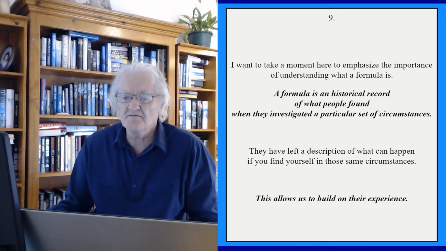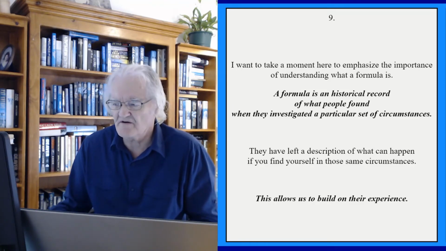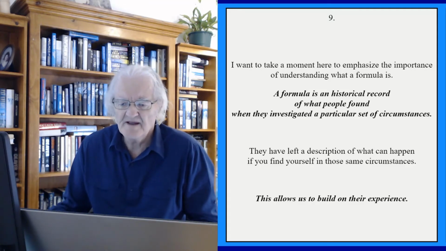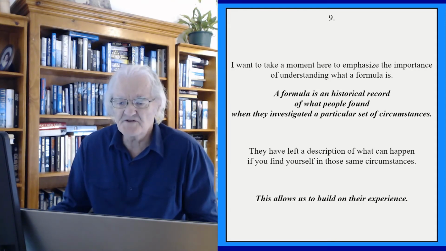Now, I want to take a moment here to emphasize the importance of understanding what a formula is. A formula is an historical record of what people found when they investigated a particular set of circumstances. They have left a description of what can happen if you find yourself in those same circumstances. This allows us to build on their experience.